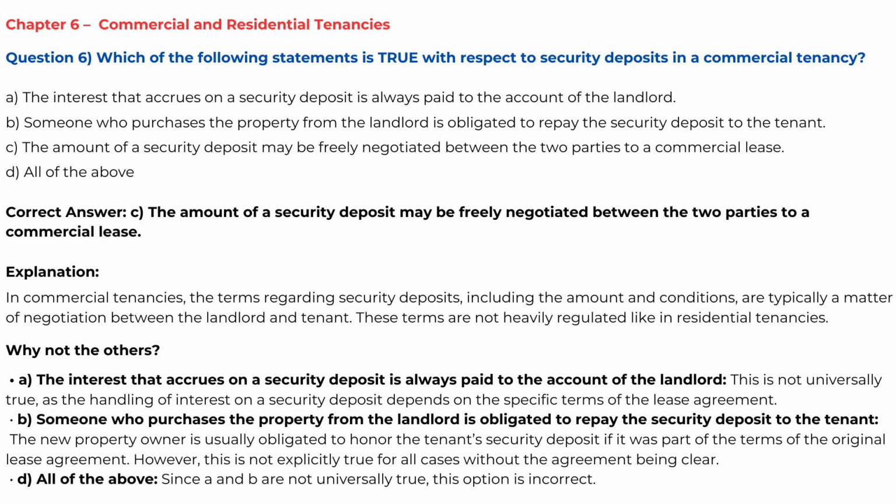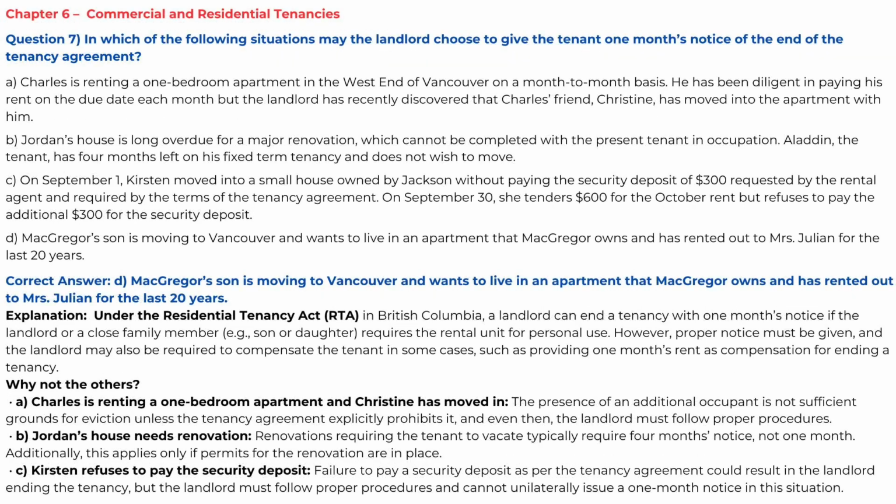However, this is not explicitly true for all cases without the agreement being clear. D. All of the above. Since A and B are not universally true, this option is incorrect. Question 7. In which of the following situations may the landlord choose to give the tenant 1 month's notice of the end of the tenancy agreement?